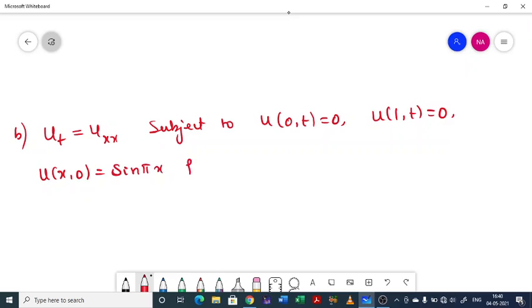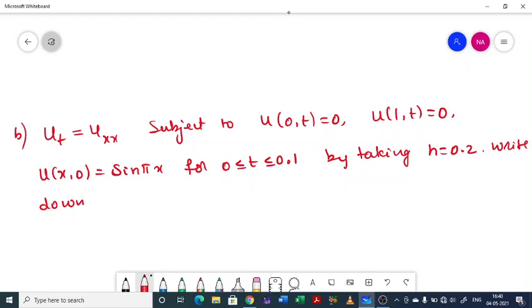For 0 less than or equal to t less than or equal to 0.1 by taking h equal to 0.2, write down the following values from the table. Okay, I'll write these values.